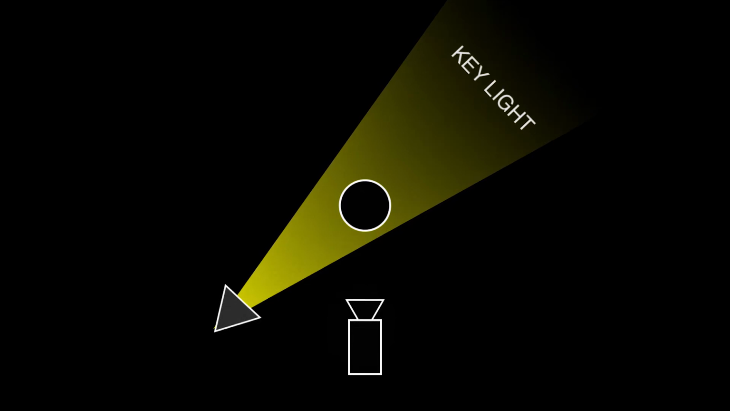So when lighting, I generally start from 0 and turn all of the lights off. Then I'll turn on what's called the key light. The key light is your main source of light and is usually placed to one side of the camera.